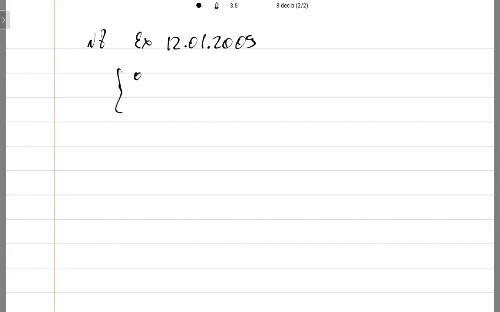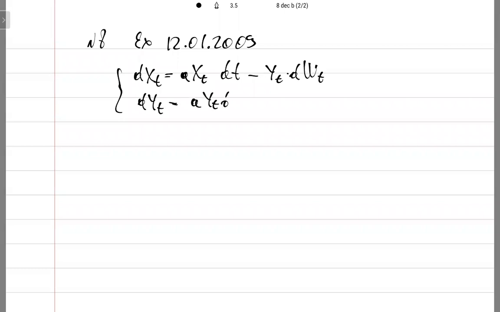We have a system of two stochastic differential equations. dX_t is a times X_t times dt minus Y_t times dW_t. dY_t is a Y_t dt plus X_t dW_t. The starting values are X_0 and 0. And the first question is about finding the solution.